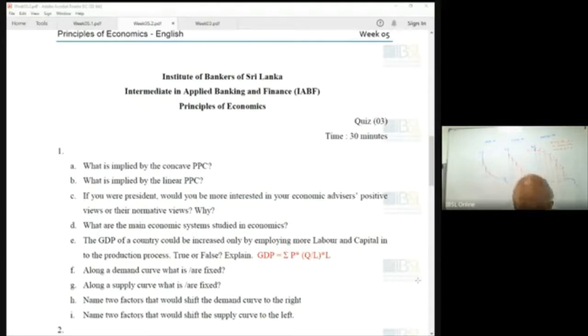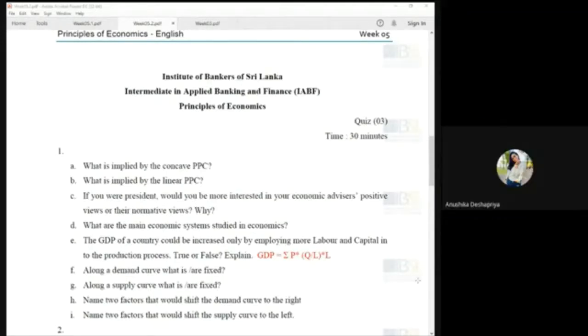But this statement says GDP of a country could be increased only, underline, only by employing more labor and capital into the production process. True or false? Explain. The statement says if you want to increase the output, employ more people, more machines, more computers. True or false? Explain. What is your answer? Tell me. What do you think? Is it true or false? False.